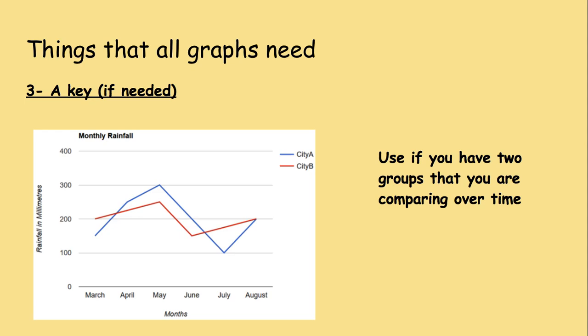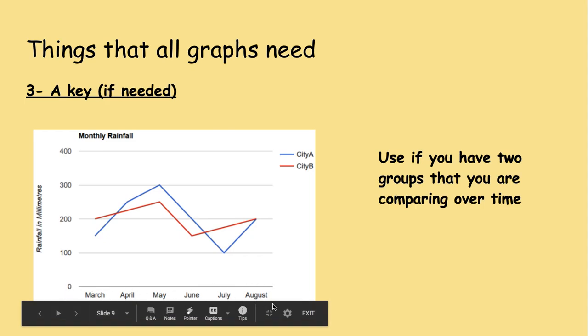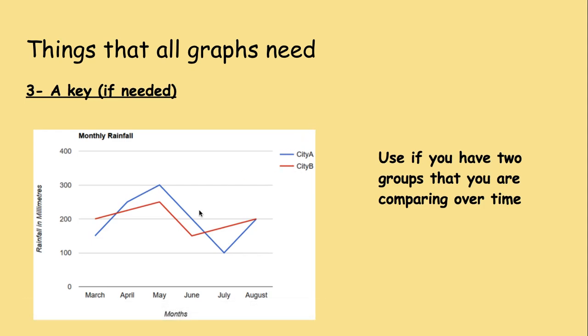Number 3, a key, if you need it. Not all graphs need keys, but some of them do. Okay? If you have 2 groups that you're comparing over time, so let's say here, monthly rainfall. Okay? Time is a quantitative measure. So like I could continue this graph on throughout the year. But I have 2 cities. So I'm going to compare them. So I can say city B is warmer in March, but it's cooler in May than city A.